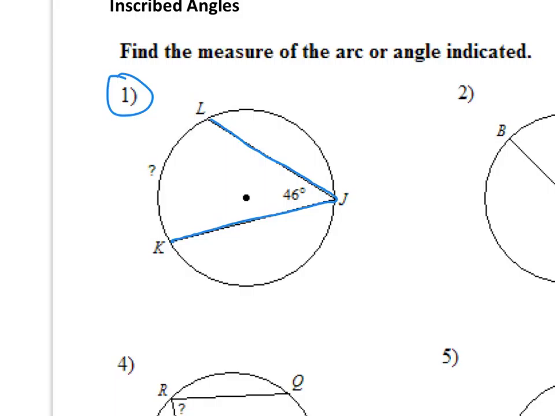So, for us to find the measure of that arc, we have to take our angle, and since it's half of that arc, we need to multiply it by 2. So the question mark is going to equal 46 times 2, which equals 92. So we know that this arc measures 92 degrees.